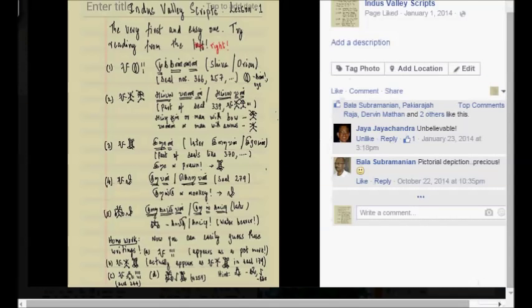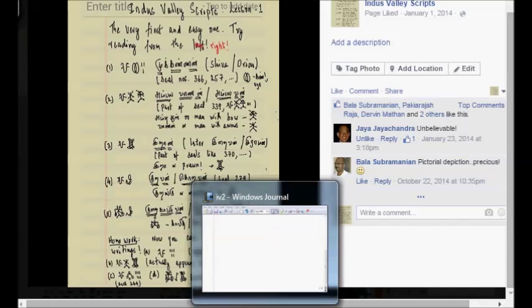Now let's look at the third sign. Third sign is posted here. So third example is drawn like this.